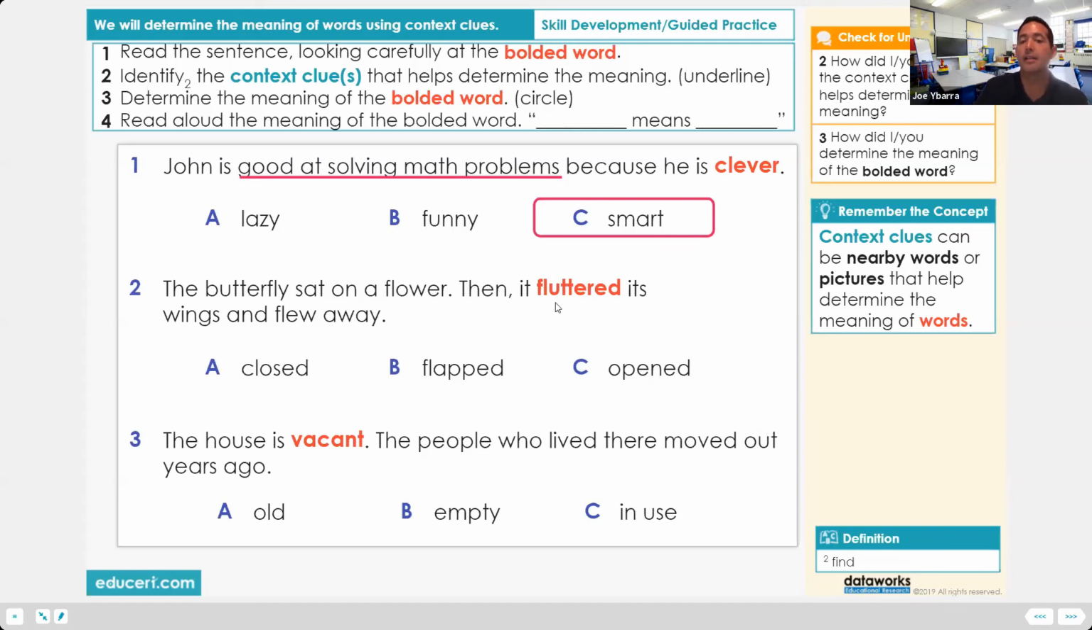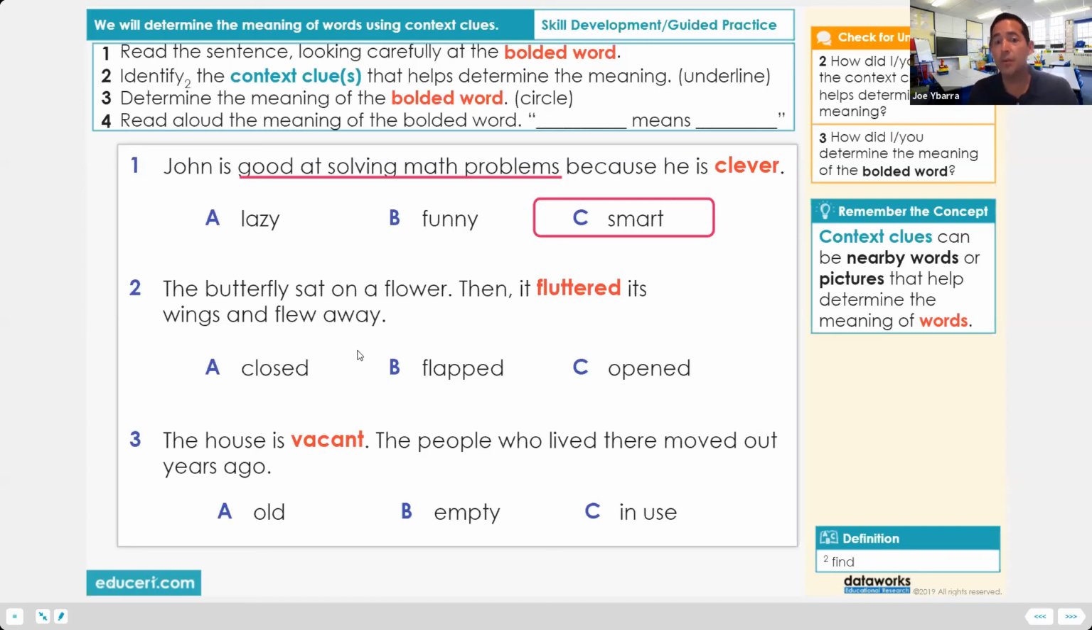Your turn, class. Let's look at this sentence. We have a bolded word, fluttered. Can you read that? Fluttered. All right, let's read it. The butterfly sat on a flower. Then it fluttered its wings and flew away. What does fluttered mean, and what are the context clues? I hope they show me B. They show me B, but they might have C.